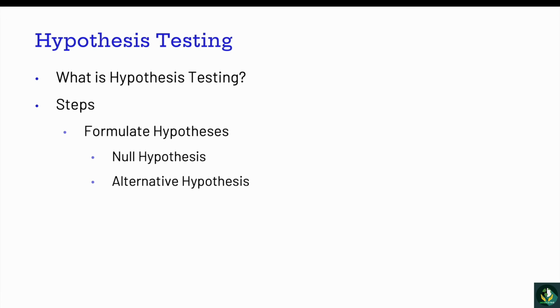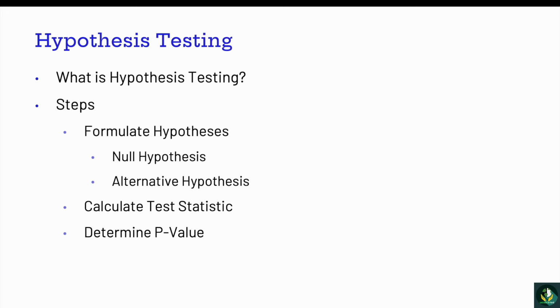Null hypothesis, you'll probably always see it defined as H0, and alternative hypothesis is defined as Ha. Now null hypothesis assumes that no effect or difference exists, whereas alternative hypothesis assumes an effect or difference exists. Second step is to calculate the test statistic, which quantifies the difference.